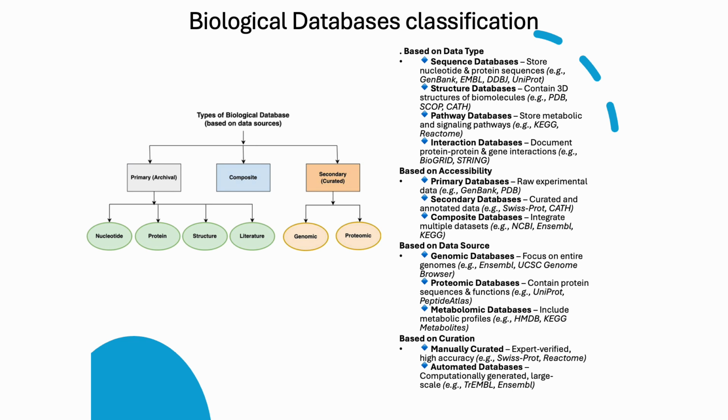Apart from this, we can also classify biological databases based on data type, based on accessibility, based on data source, and based on curation. So as I said, based on data type, it's sequence data, structure data, pathway data, and interaction data. Based on accessibility, primary, secondary, composite, which we saw in great detail. Then based on data source, you can classify as genomic data, proteomic data, and metabolic data. And based on curation, manually curated or automatically curated. And in today's AI generation, more automated databases are on the rise. Next, we will try to see each and every database one by one.